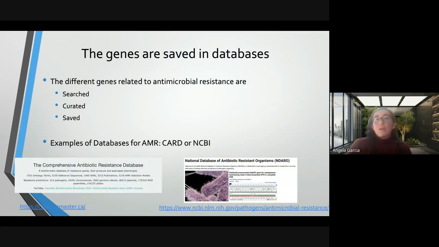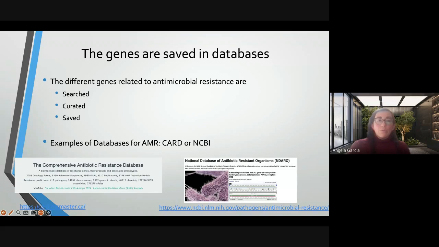So how do we know that these genes are effectively related to antimicrobial resistance? We're not doing this from scratch. There's actually a lot of information from different databases that are already there, with all the available information about the names of the genes, the information of the genes, and in which species they appear.